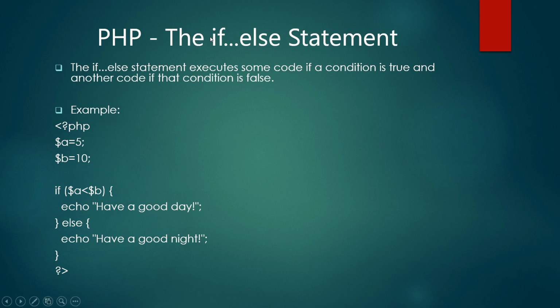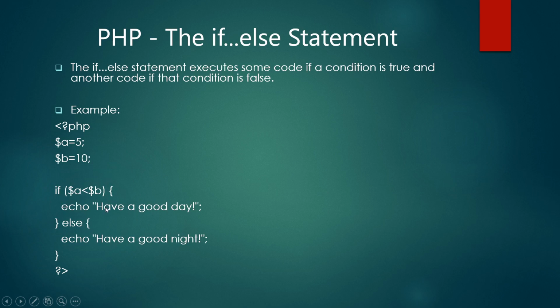Let's talk about the if-else statement. The if-else statement executes some code if the condition is true and another code if that condition is false. Now let's understand this with a very easy example. Let's say I have two integer variables over here. Why integer variables? Because they are holding integer values. Now here I have written one if condition. Now this is the syntax. If, then we have two round brackets.